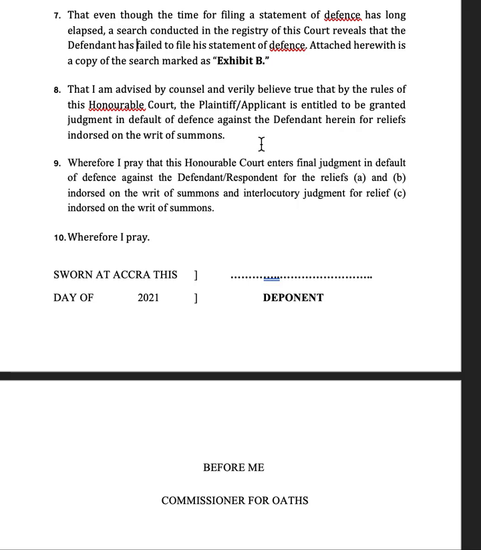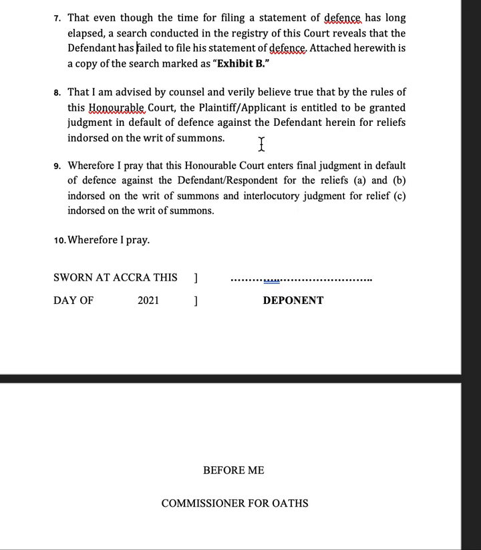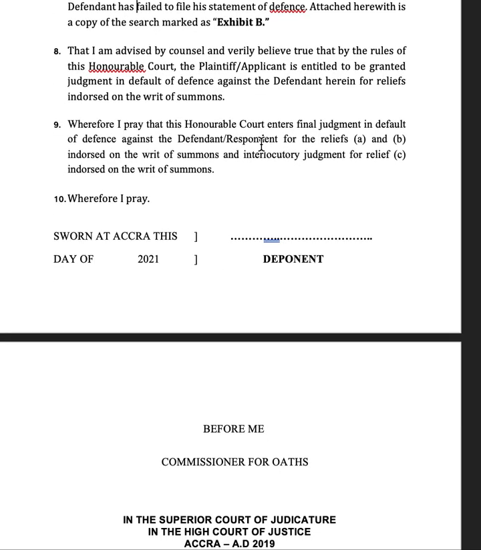Of course, because the time has passed, your lawyer has advised you that you can apply for judgment in default of defense. Don't go and say that I can apply, because that is a matter of law and you don't know that law. So you have been advised by your lawyer and you verily believe him to be true. Anytime you are going to say something that is based on legal information, then you add that you've been advised by your lawyer and you verily believe him to be true, that this is what the position is. Because an affidavit is a fact that you can prove. If you can't prove the matter, you don't go and say that is what it is. You have been advised by your lawyer.